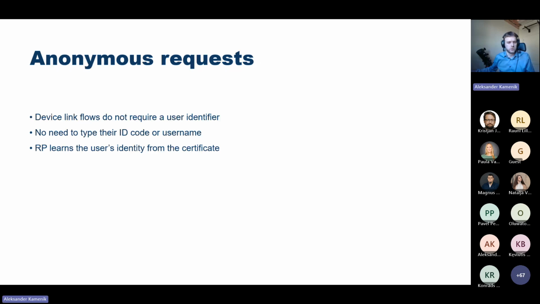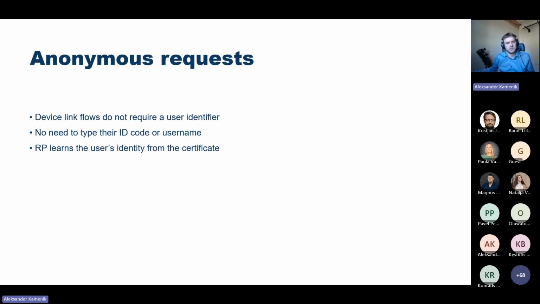And there's a really important and convenient feature that is enabled by device link flows. It's what we call anonymous requests. Up until now, when you wanted to authenticate somebody or even create a signature, you always had to ask for their identifier, so usually their national identity number. They would put that in, or perhaps a username which you map to the identity number. And then you made a request, which enabled the SmartID backend to send the push notification to the correct phone.